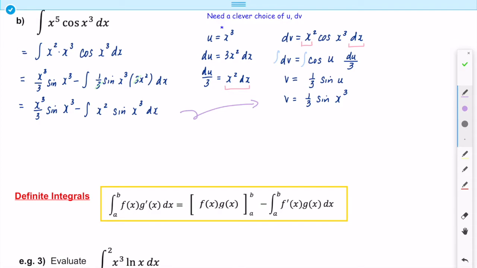And then we can say that our final answer is x cubed over 3 sine x cubed, okay, and then plus 1 over 3. Instead of sine, we have cos, x cubed plus c. You may want to put a star beside this question.